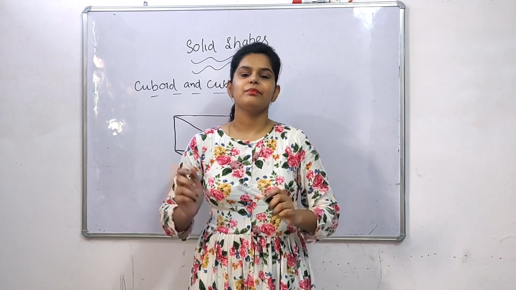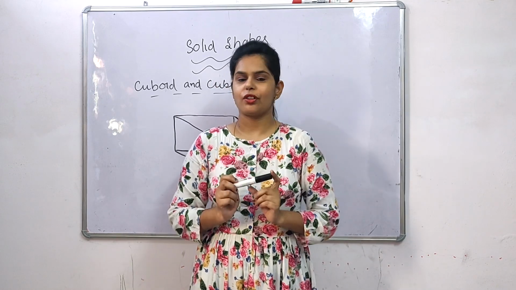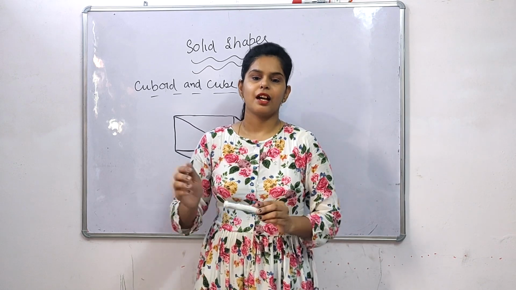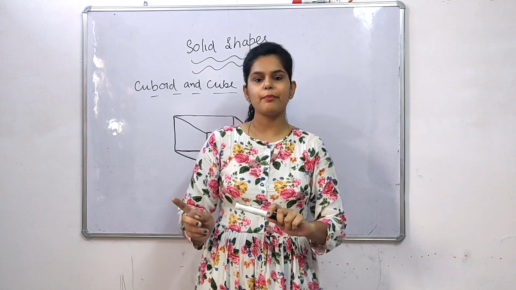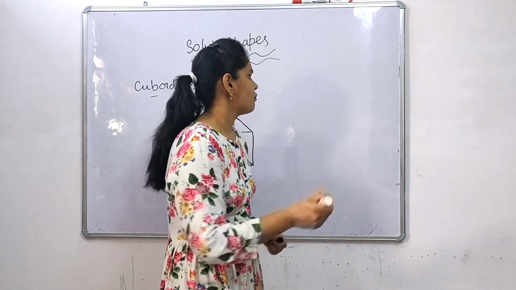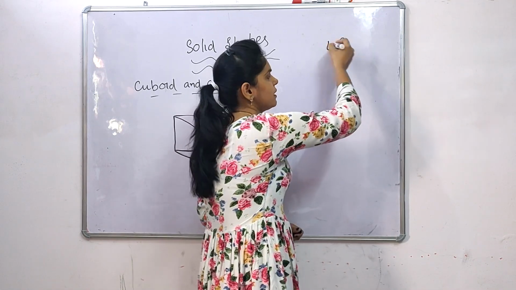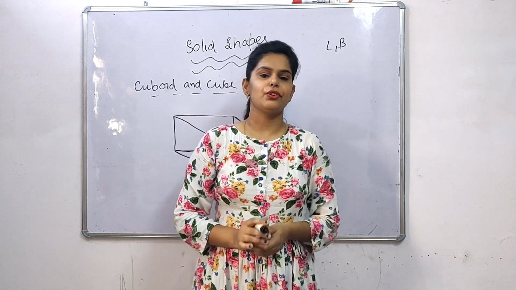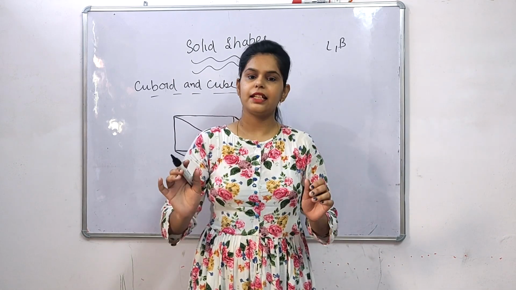Chapter number 18, and the name of the chapter is solid shapes. Already you have learned in earlier classes about 2D shapes. 2D shape means two measurements are there: one is length and one is breadth, like rectangle, square. And in this video we will discuss 3D shapes.